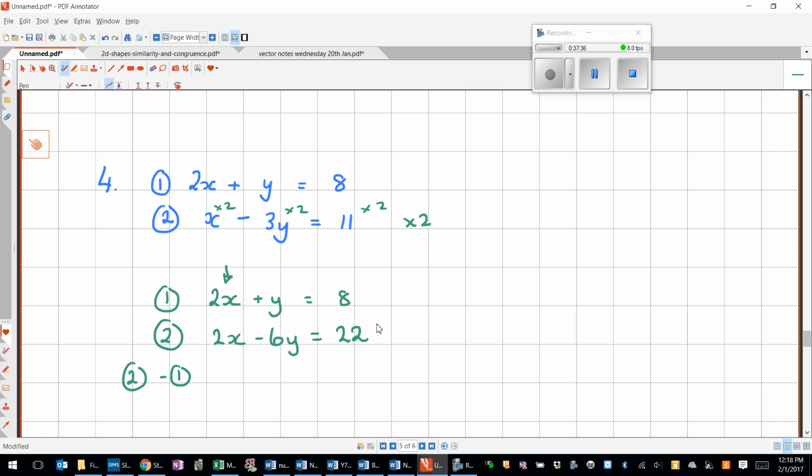Equally though, if I hadn't wanted to multiply the second one by 2, I could have multiplied the first one by 3 and ended up with 6x. So I could have multiplied this one by 3: 6x plus 3y equals 24, and number 2 would have stayed the same, x minus 3y equals 11. And then we would have added, so we'd add.